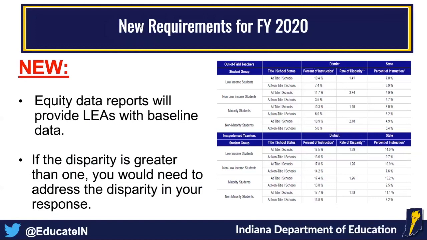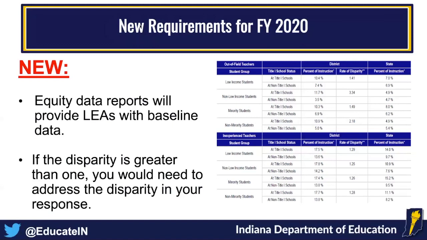For most LEAs, the disparity that might occur are going to occur in the two categories that you'll see on your screen, the out-of-field teachers and the inexperienced teachers. The Department of Ed ran your data according to your staffing information that you provide to us in regards to out-of-field teachers, which is defined as someone with an emergency license.